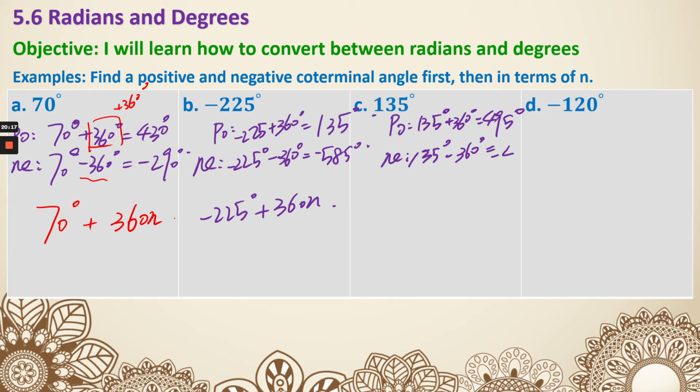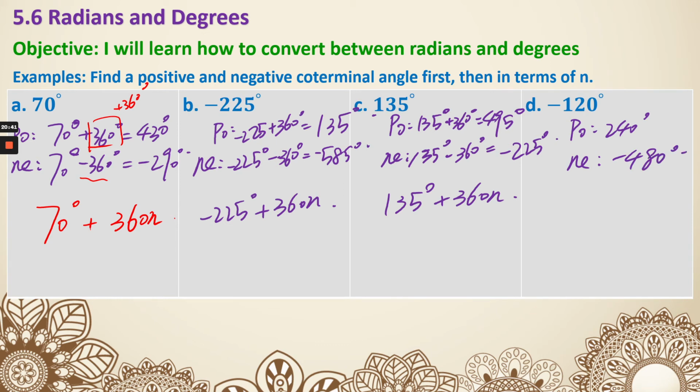Oh, it's not negative 400. It's actually negative 225 degrees. So 135 degrees plus 360. The example, well, part D, positive, that adds 360 is going to give you 240 degrees. That subtract 360 is going to give you negative 480 degrees. And these are coterminal angles.